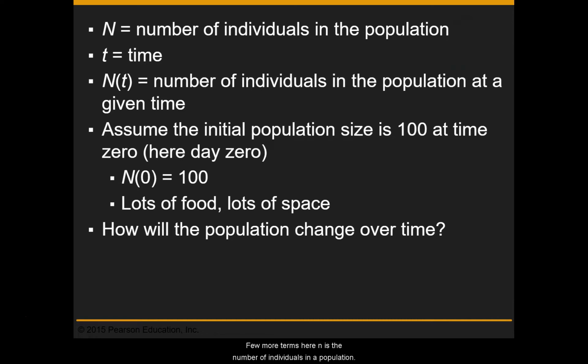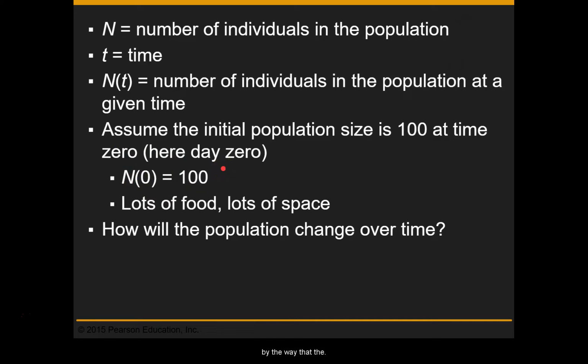So a few more terms here. N is the number of individuals in a population, and T is time. So N of T is the number of individuals in a population at a particular time. In this case, we're going to be looking at days. So here, day 0, there are 100 organisms.